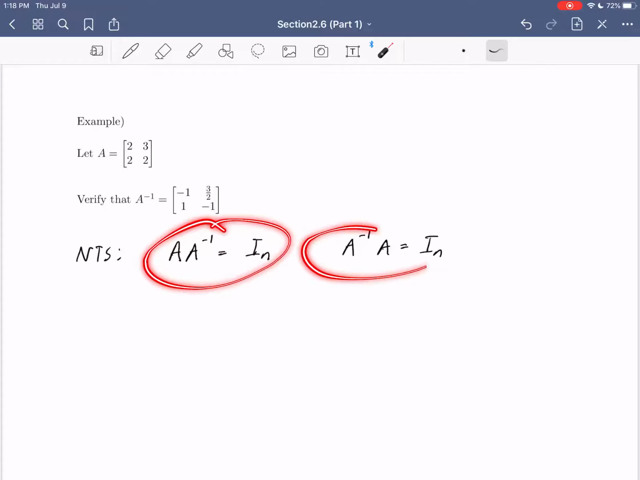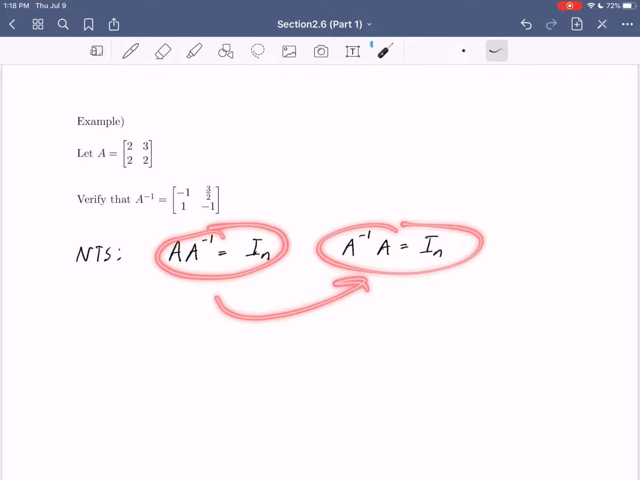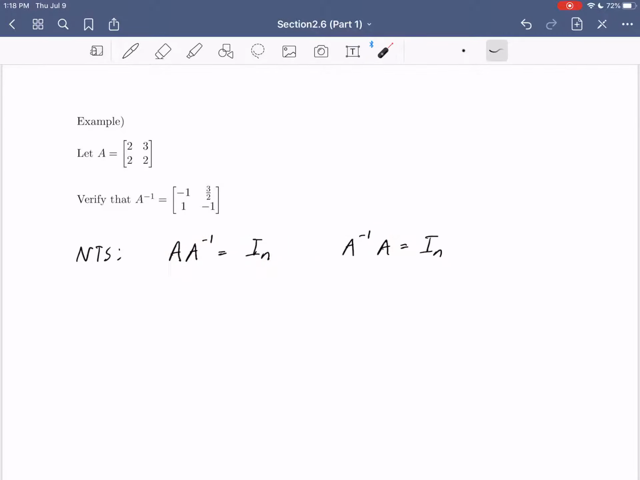Right now, with the information we have, we actually do need to do both of these because matrix multiplication in general is not commutative. At the very end of section 2.6, so probably towards the end of the next video on section 2.6, we will prove that if this happens, then automatically this happens as well, and we will prove that as a property. But right now we don't know that, so we do need to confirm both of these separately.